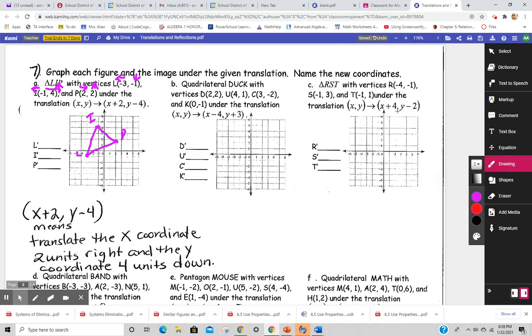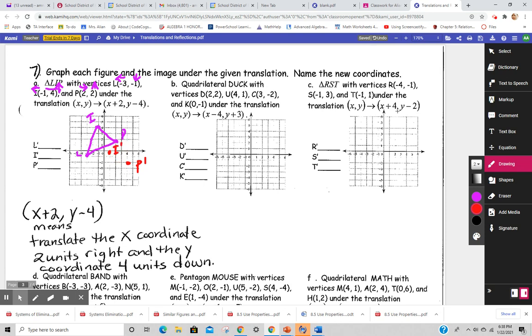Okay, 2 units right, 4 units down. Let's start with P. 2 units right, 1, 2, and 4 units down. 1, 2, 3, 4. So this is P prime. Let's do the same thing with I. Oh, I'm sorry, it should be just 2. 1, 2, and then down 4. 1, 2, 3, 4. This is I prime.